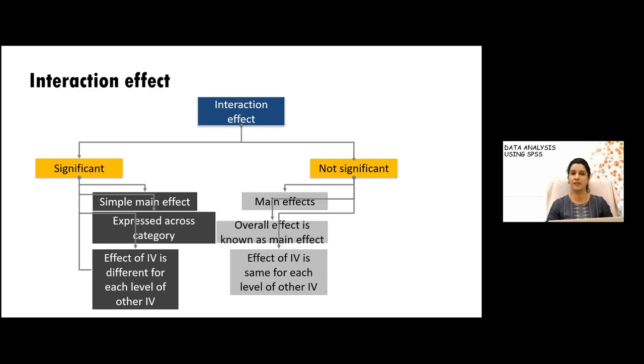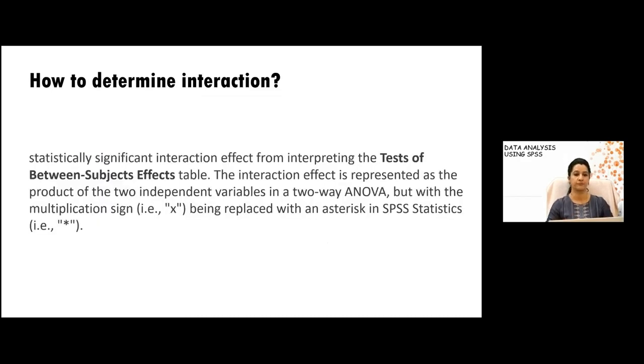The term is a little bit confusing, why we call it simple and why we call it main effect, but that's the terminology you will find everywhere. When it is not significant, we call it main effect. I was also wondering why we call it a simple main effect and why main effect. By adding this word simple, that means that the effect of another variable is there on the dependent continuous variable. So now how to determine the interaction?